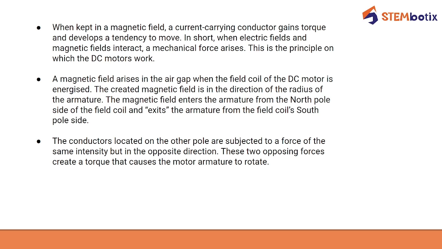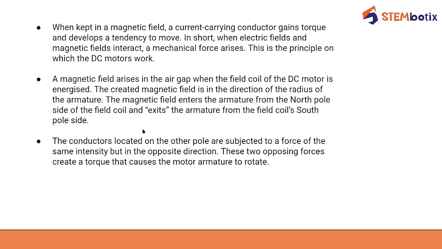A magnetic field arises in the air gap when the field coil of the DC motor is energized. So whenever the field coil of the DC motor is energized, a magnetic field arises in the air gap. The magnetic field is created in the direction of the radius of the armature. Now, in which direction is this magnetic field produced? In the direction of the radius of the armature.